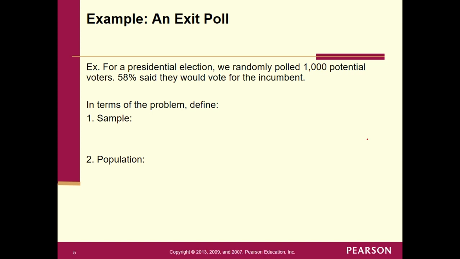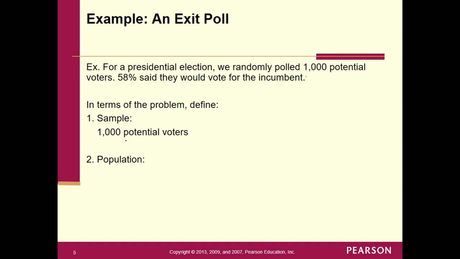So let's see here. The sample. How many people did we take a look at? Or things. Here we took a look at people. We took a look at 1,000 what? Potential voters. So our sample is 1,000 potential voters. That's it. The sample is going to have a number associated with it because this is what we call the sample size. The sample size is the size of the sample. It's the number of people or things that we took a look at. So we're always going to have a number with it.